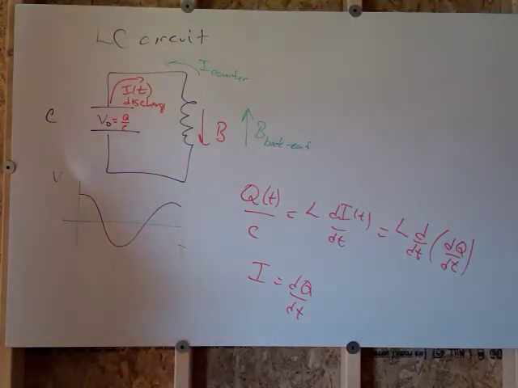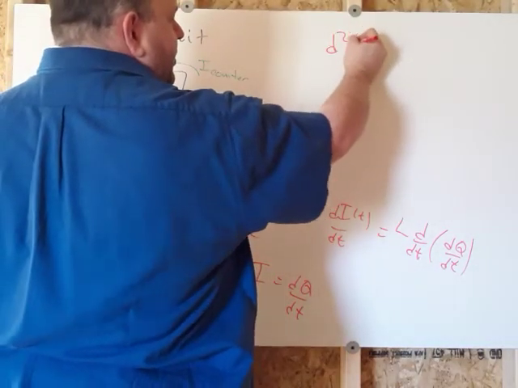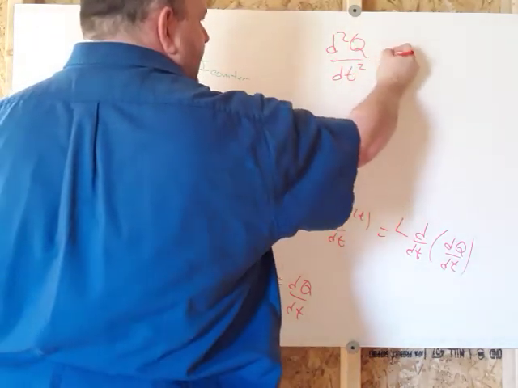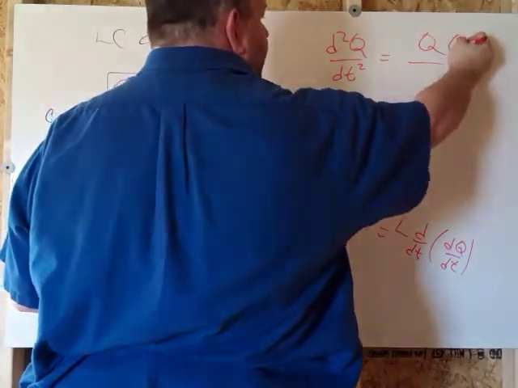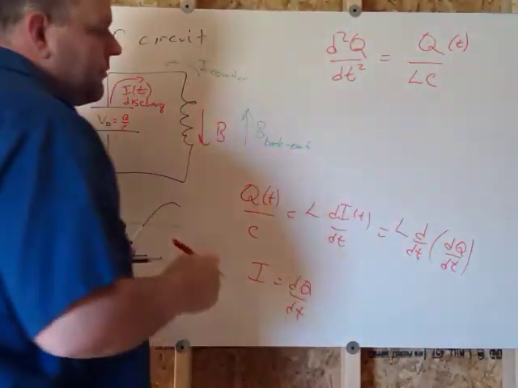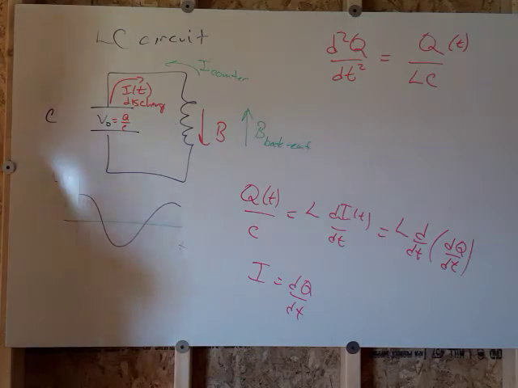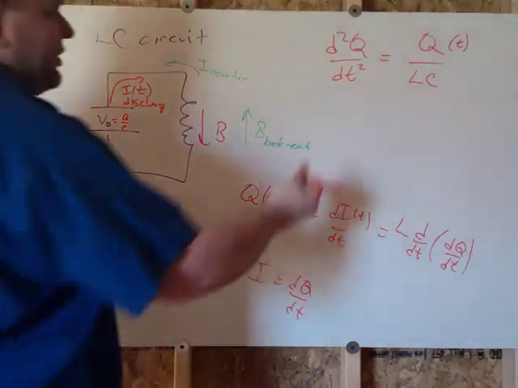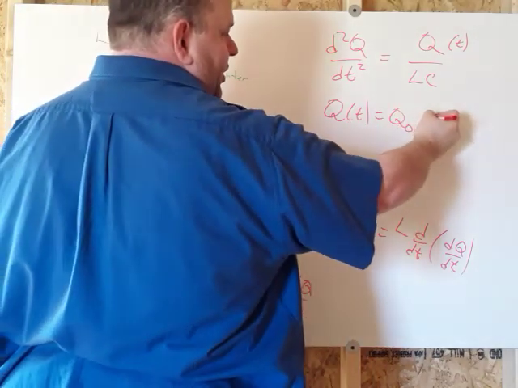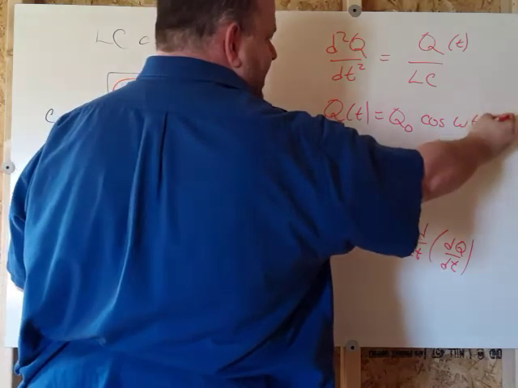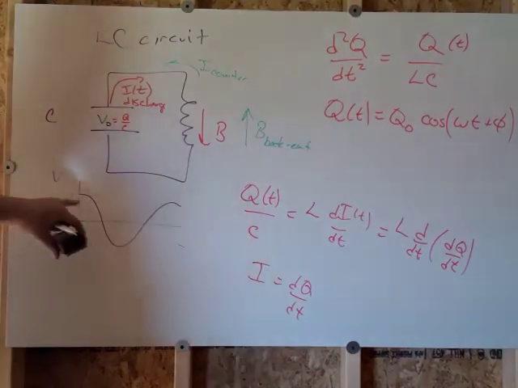So we're eventually going to get a function that looks like d squared q over dt squared is q, as a function of time, over LC. This is a sinusoidal differential equation, and it has a natural solution. Q of t is some initial charge cosine omega t plus some phase constant for the sine function. And it's going to look like this.